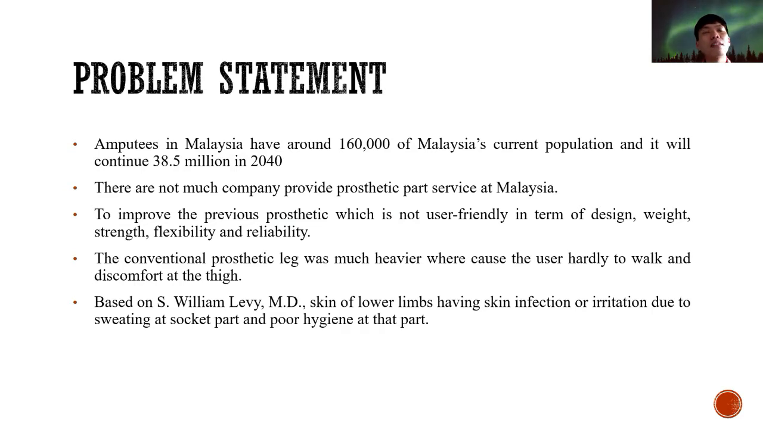For the problem statement part, we know that the number of amputees in Malaysia has increased recently, and is now around 160,000. And it will continually increase until 38.5 million in 2040 based on the research. In Malaysia, there are also not many companies that provide prosthetic part services. And the previous prosthetics are really not user-friendly in terms of design, weight, strength, flexibility, and reliability.